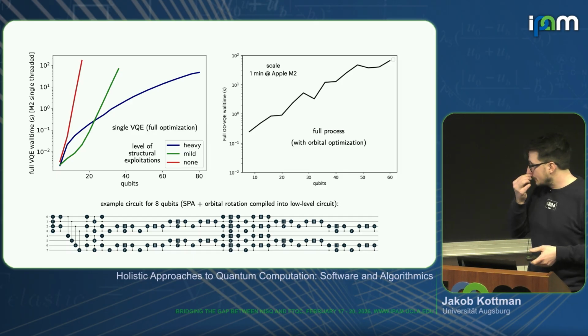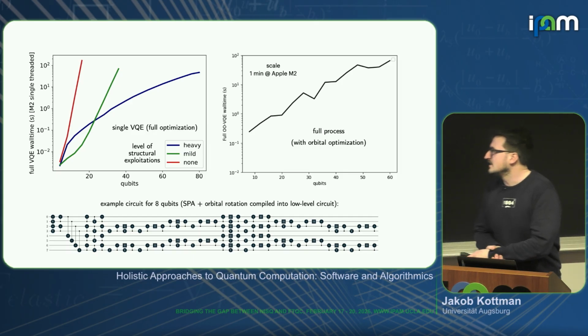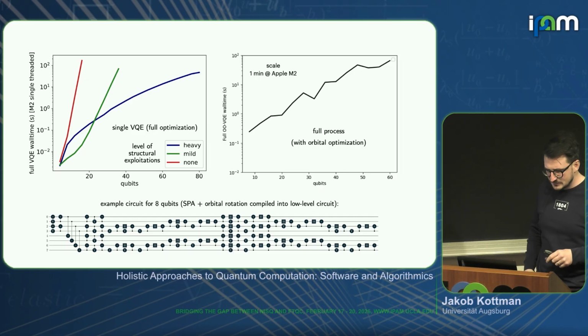So this scales reasonably well on a classical computer, and we can now see how far we can get with these types of approximations.